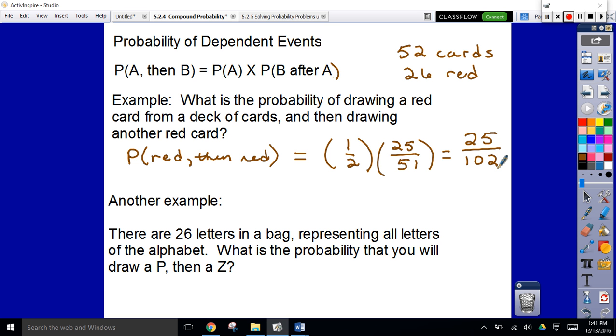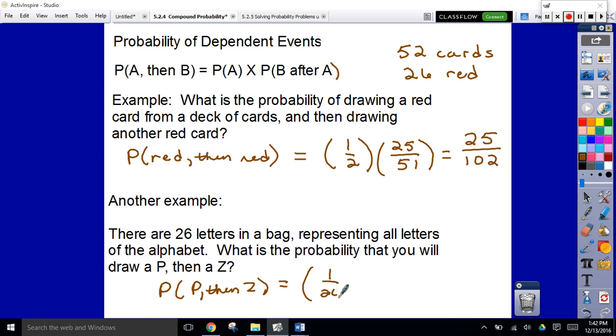There are 26 letters in a bag representing all letters of the alphabet. What is the probability that you will draw a P, then a Z? So probability of P, then Z. Let's see, Jace, what's the probability, first of all, that you're going to draw a P? Oh, 1 out of 26. Good, 1 out of 26.